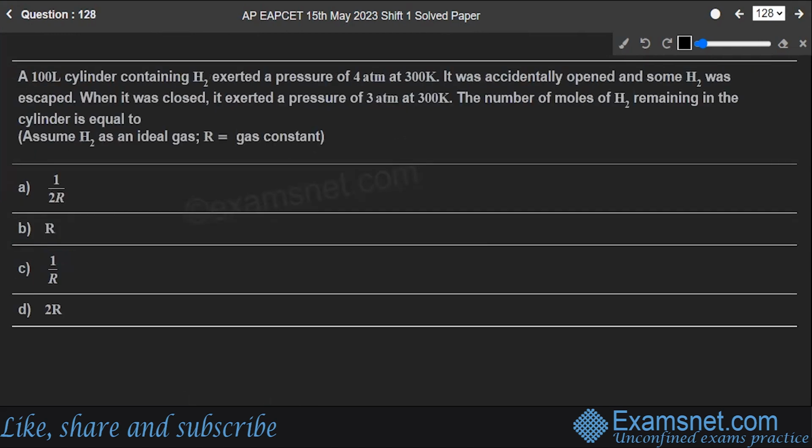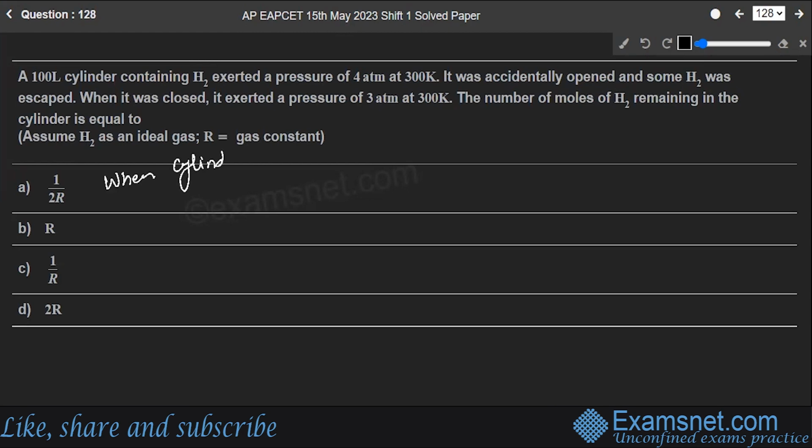A 100-liter cylinder containing hydrogen gas exerted a pressure of 4 atmospheres at 300 Kelvin. It was accidentally opened and some hydrogen escaped. When it was closed, it exerted a pressure of 3 atmospheres at 300 Kelvin. The number of moles of hydrogen remaining in the cylinder is equal to what? Okay, so here you have to assume that hydrogen is an ideal gas and R is equal to the gas constant. Fine.